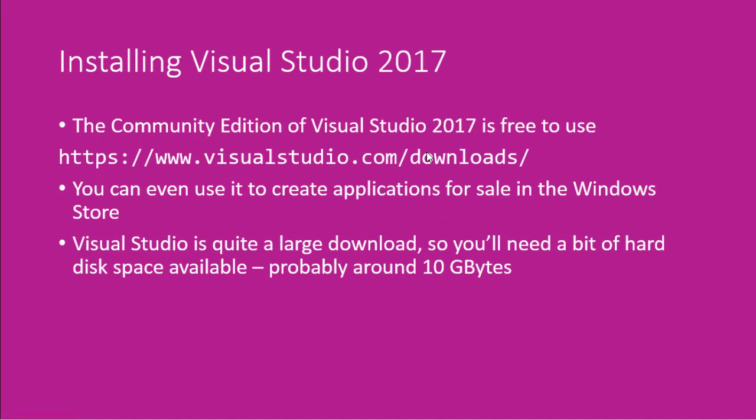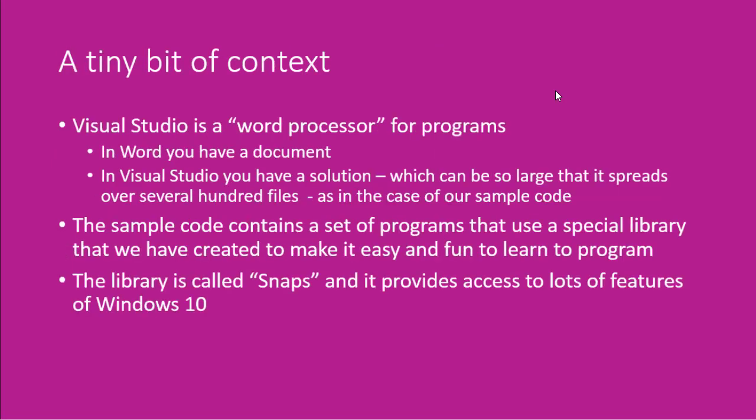Now, the good news is that the program we're going to use is Visual Studio 2017. It's a free download. You can use it to make applications for sale in Windows Store. It's a large download. You need about 10 gigabytes of hard drive space, and it'll take a little while, so have something lying around to read or another thing to do while it installs. So you'll have to install this, and we're going to do that, I think, first.